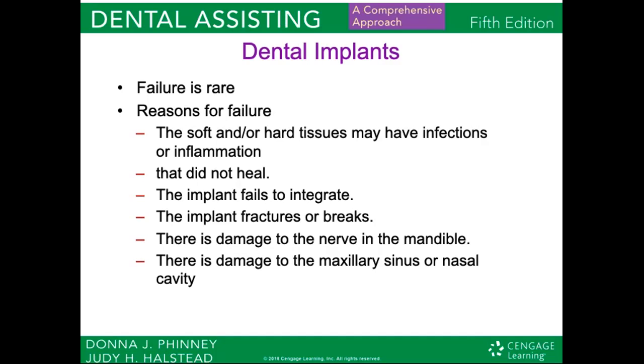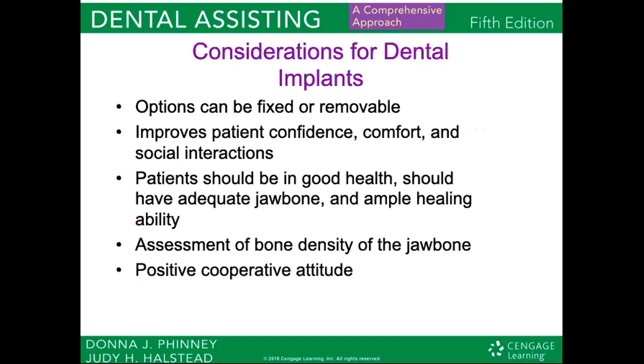So if that fails to integrate, that means that that implant is free to move around inside that little socket that it made a home into the bone. And sometimes it can move around and cause issues. Or the implant fractures or breaks. It's very rare, and people don't tend to fracture or break their titanium implants. Let's say there is damage to the nerve in the mandible. For that reason, a dental implant would have to go. Or there is damage to the maxillary sinus or nasal cavity.